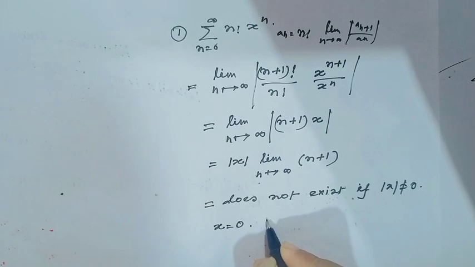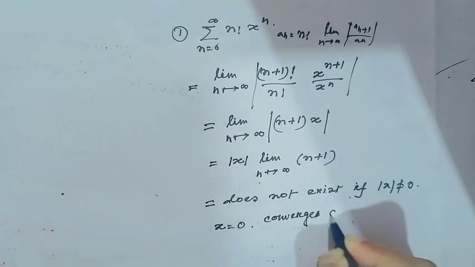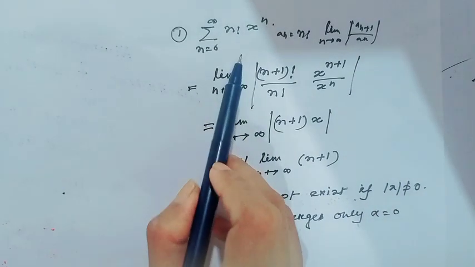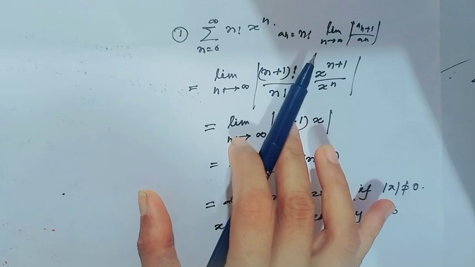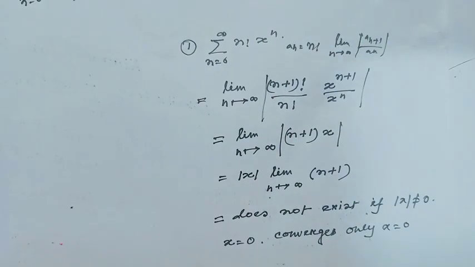That means this power series converges only when x equal to 0, because when x equal to 0, every term of the whole series is 0, so I always get a finite limit, which is actually 0. So this power series converges only for x equal to 0. Otherwise, the series does not converge for non-zero x.